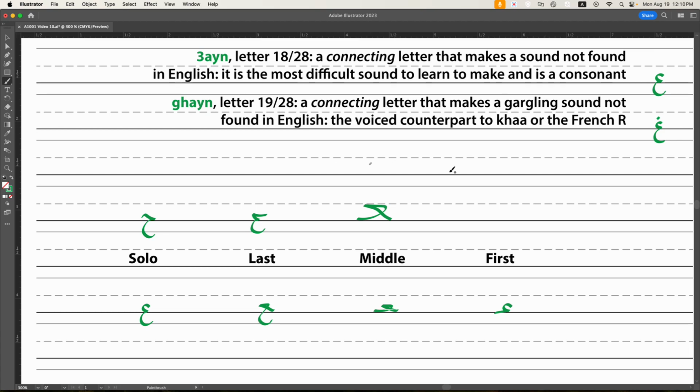that sound. So ghein is the voiced counterpart to kha, by which I mean if you're making a kha and you vibrate your voice box, you're making a ghein. Just like if you make an F and you vibrate your voice box, you're making a V. So this is very common, and tha and dhal are a good pair in Arabic as well. So make a kha sound and then vibrate your voice box at the same time.